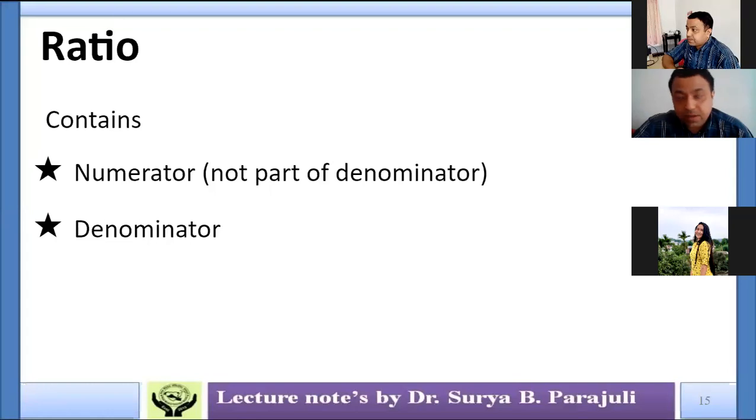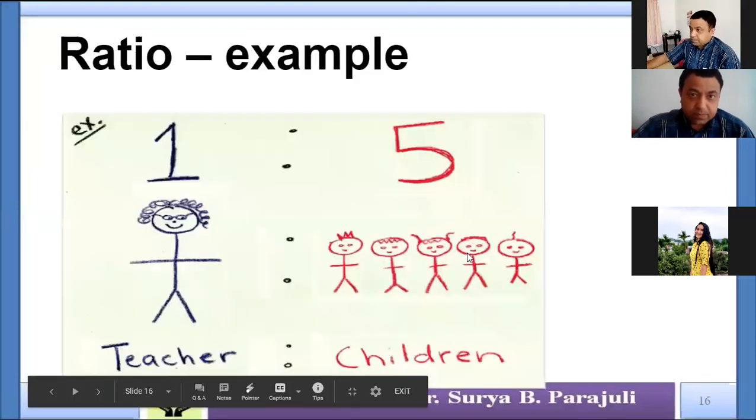Yes, sir. Example of ratio. The numerator is not part of the denominator, and there is no time frame. Ratio in epidemiology. I don't know actually, sir.